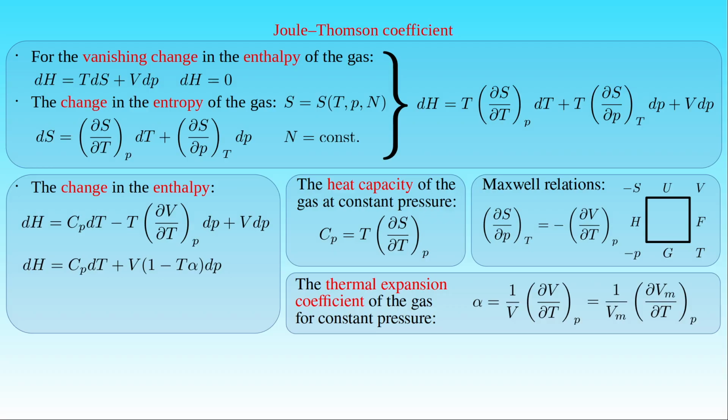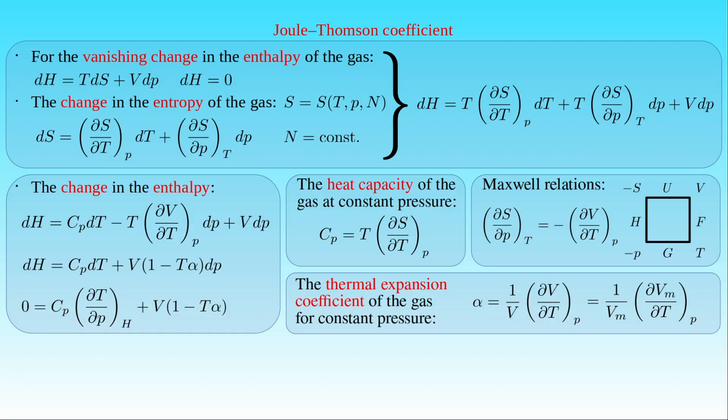For isenthalpic processes the left-hand side vanishes, and we can formally divide this result by the differential of the pressure and write the equation stating that the heat capacity Cp at constant pressure times the partial derivative of the temperature T with respect to the pressure P at a constant enthalpy H, plus the volume V times (1 minus T times the thermal expansion coefficient alpha), vanishes.